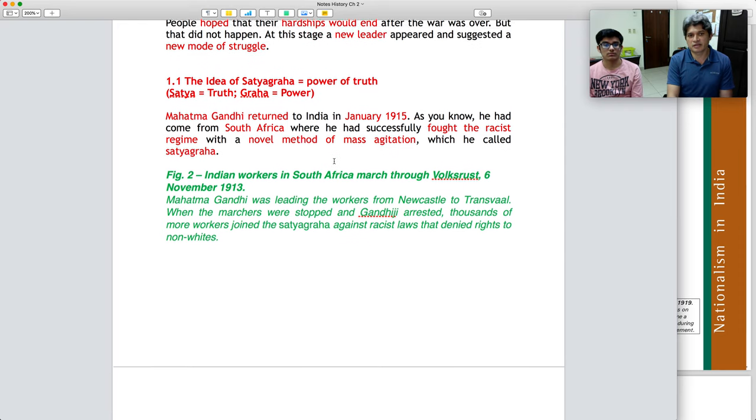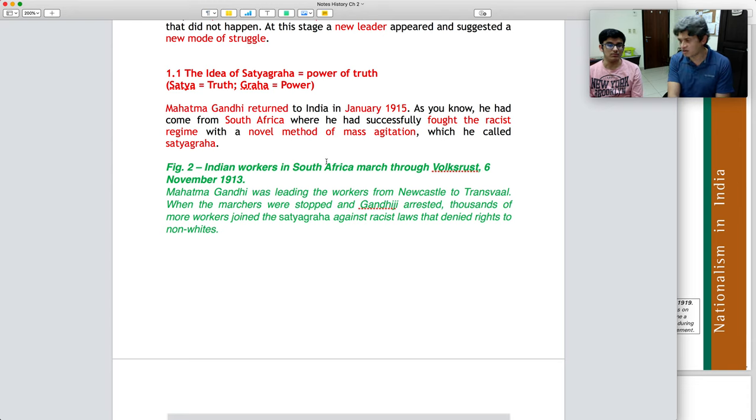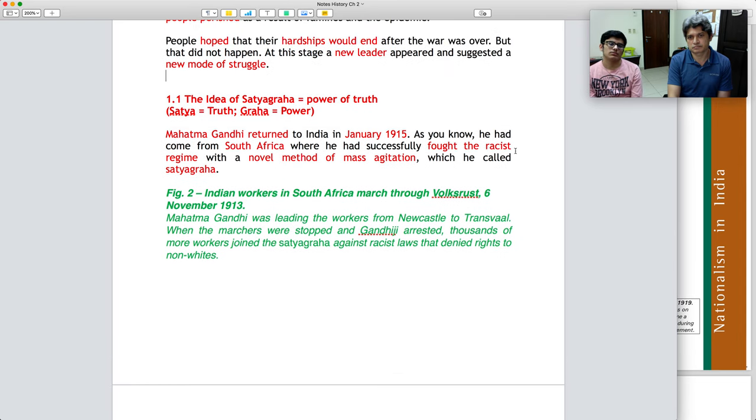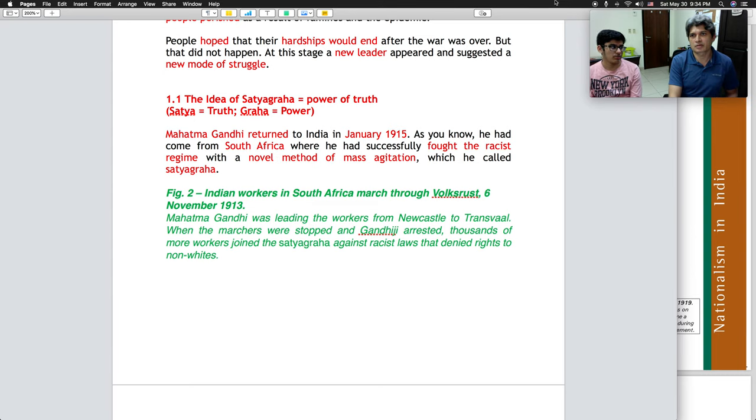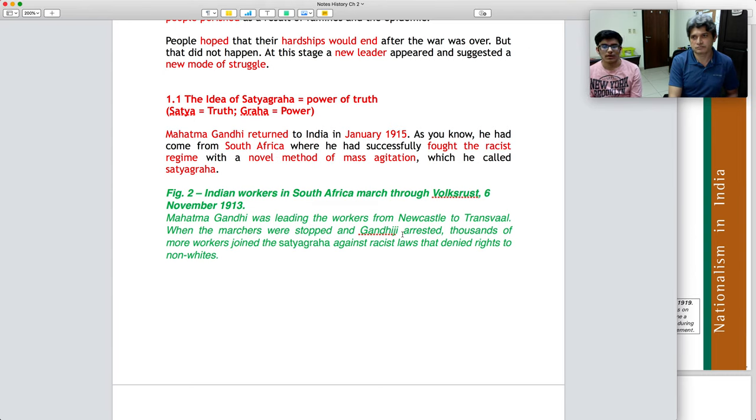Now, why Mahatma Gandhi? Because Mahatma Gandhi had some background in this kind of struggle against the British. In South Africa, he successfully protested against apartheid. There's a story of him getting thrown out of a train because he was a colored person. And he had an entire society in South Africa about all that.